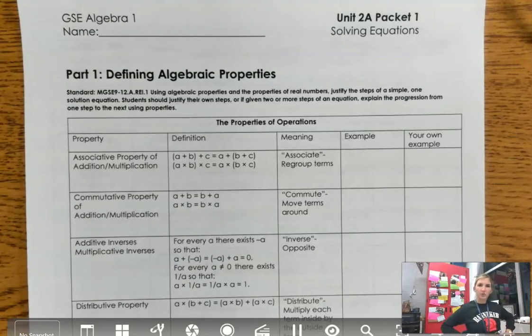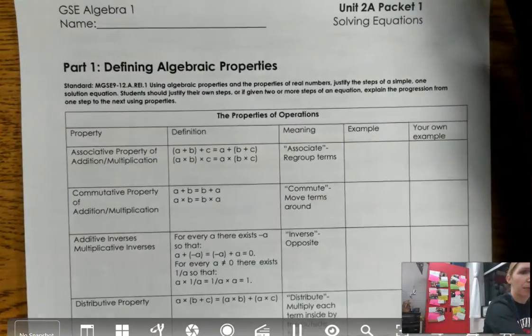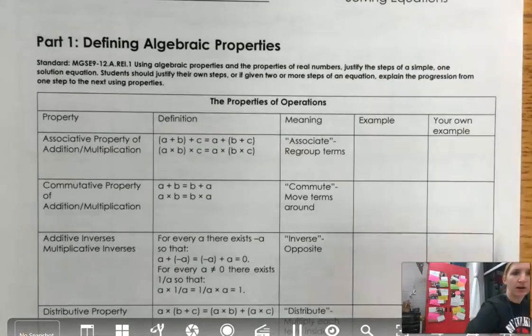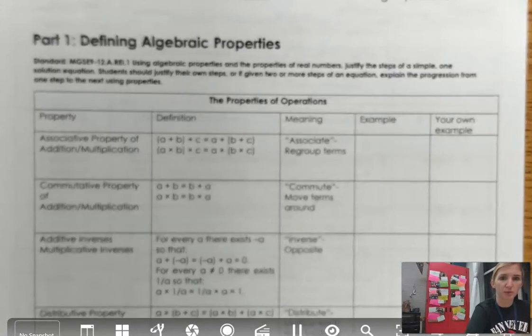Algebra, we're going to start with the first page now, defining algebraic properties. So these properties listed are always true, and they help us solve linear equations, quadratic equations, exponential equations. We're going to be using these throughout the course, and we just need to know what their names are and what they mean. All right, so property number one, associative property of addition and multiplication.